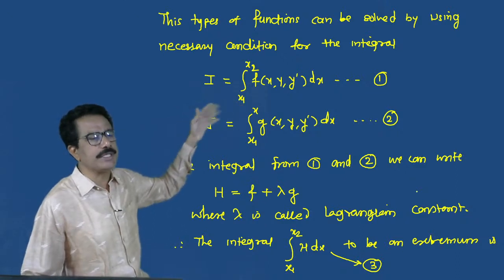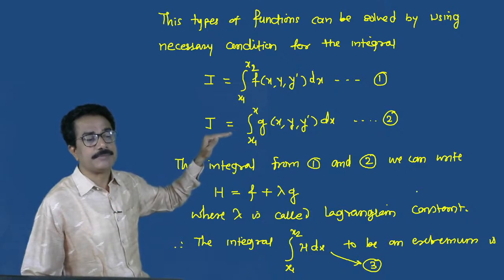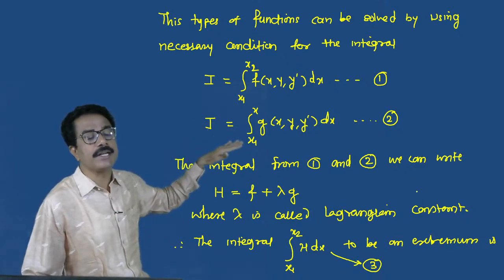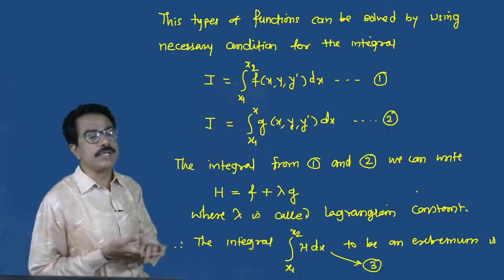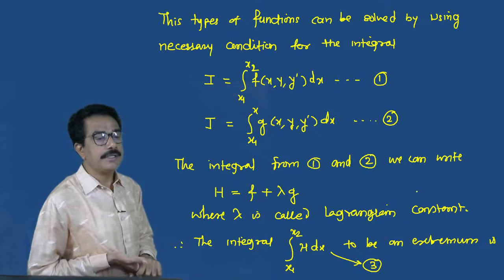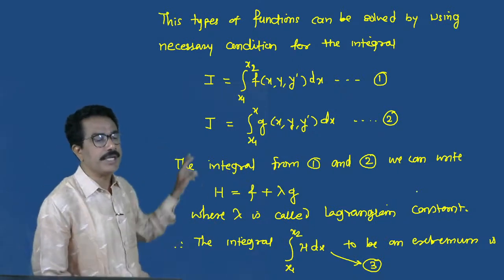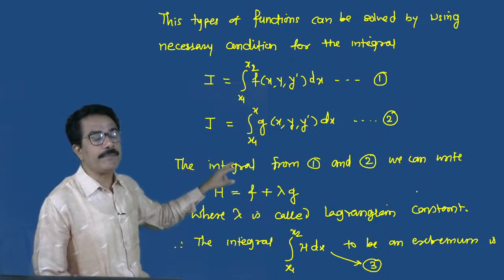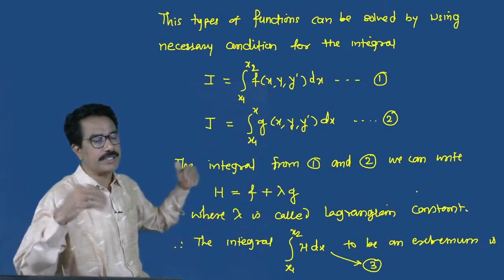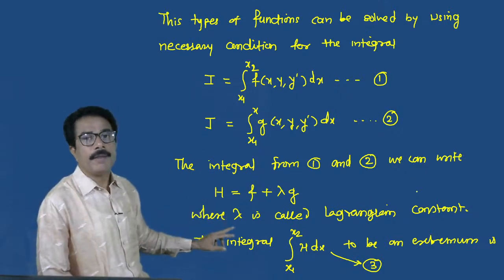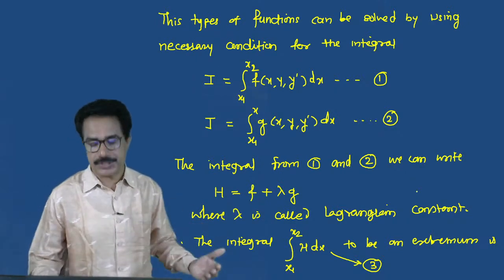Suppose I is equal to this integral of f, J is equal to the integral of g, which is a constant here. Then we can introduce a new function H. The integrals from 1 and 2 we can introduce in terms of H. H is equal to f plus lambda g, where lambda is called a Lagrangian constant or Lagrangian multiplier. The integral of x1 to x2 H dx to be extremum.